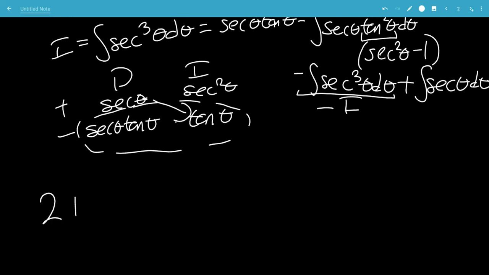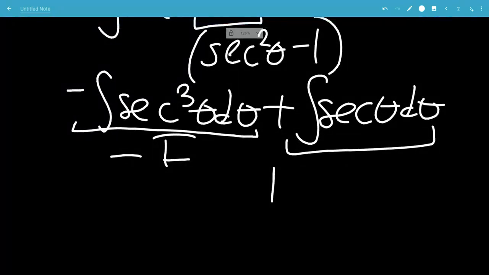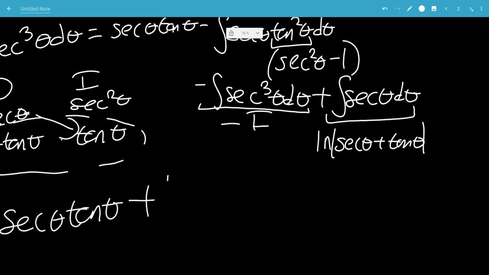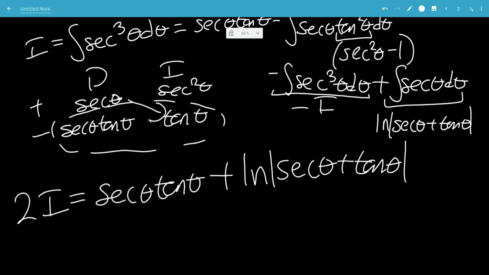Now this is I minus I, so we're going to add the I on the other side, so that would be 2I being equal to secant theta tangent theta, and then we have plus the integral of secant theta d theta, which is ln absolute value of secant theta plus tangent theta. So we're just going to include that. And now we have 2I equals this, so that means that I is 1/2 times these added together.